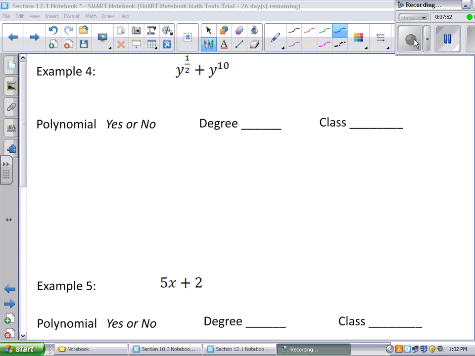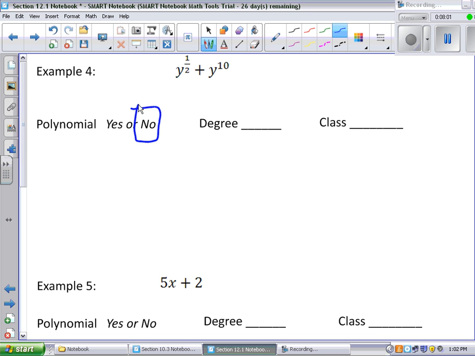Now let's look at this one. y to the 1/2 plus y to the 10th. Let's see, this one is not a polynomial. It is not a polynomial because there are fractional exponents. It's not a polynomial.